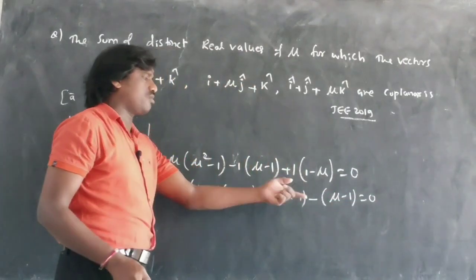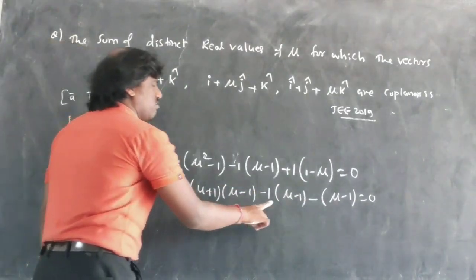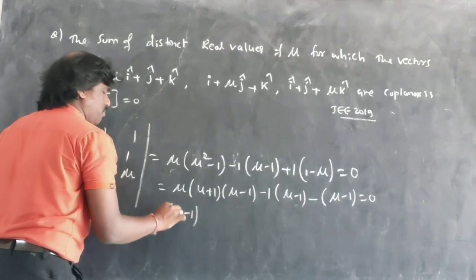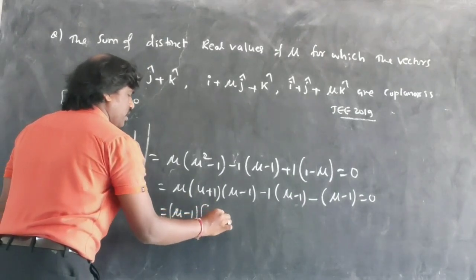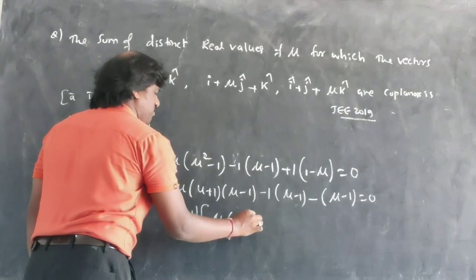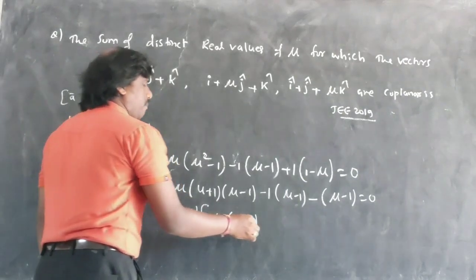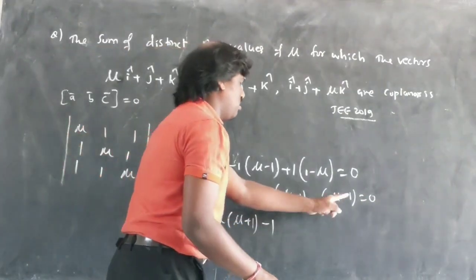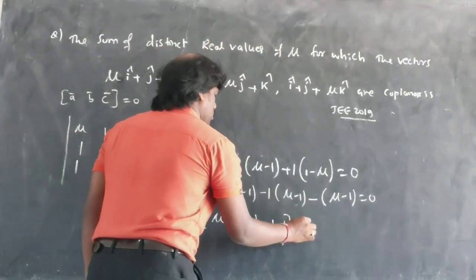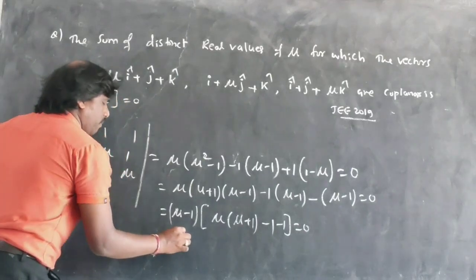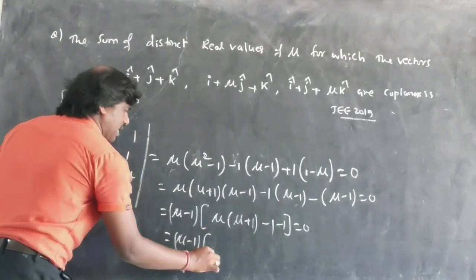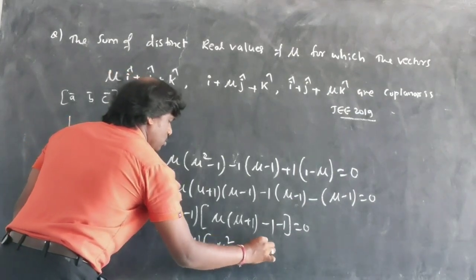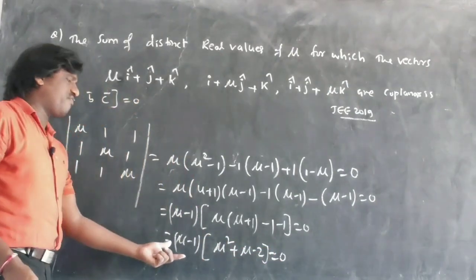So mu minus 1 is there in all three terms, so I will take mu minus 1 common. What is left inside? Mu into mu plus 1 is left, and minus 1, and here also minus 1 common out, is equal to 0. It means I got mu minus 1 into, in bracket, mu square plus mu minus 2 is equal to 0. Just find the factors of this.